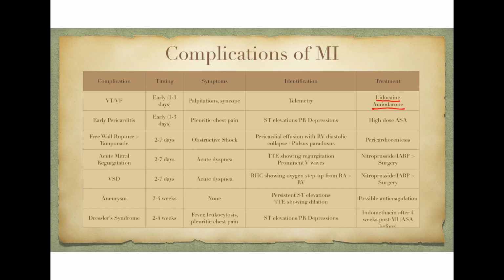Finally, there's a complication called Dressler syndrome, which is also a form of pericarditis, but instead of occurring early within the first few days, this is a little more delayed, occurring several weeks after the MI. They'll present with typical pericarditis symptoms: fever, leukocytosis, and pleuritic chest pain. Again, you'll see ST elevations and PR depressions on the ECG. And the treatment in this case, as long as the patient is 4 weeks past the MI stage, it's okay to give a strong NSAID like indomethacin.